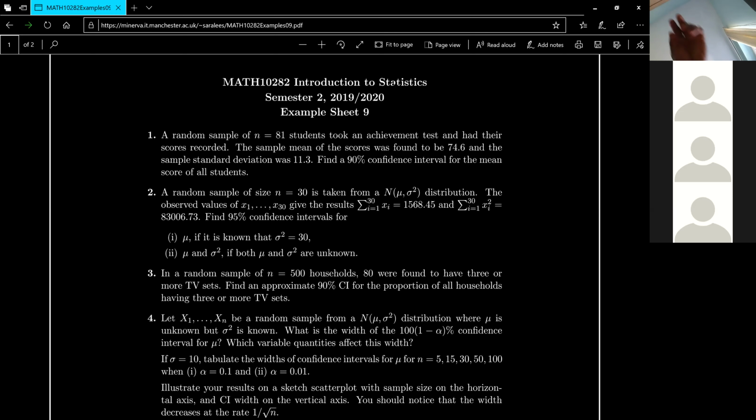Okay, guys. All right, let me show you how to do question 1. If you're just joining us, we are doing question 1 from sheet 9. The question is asking you to construct a 90% confidence interval for the mean, and you're given a sample of size 81 with a mean of 74.6 and a sample standard deviation of 11.3.